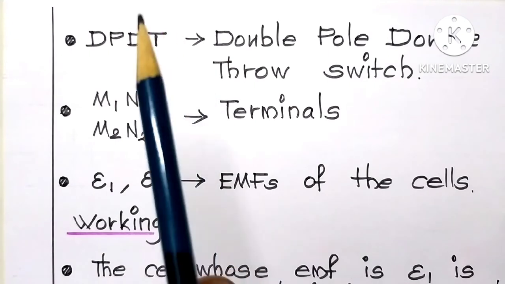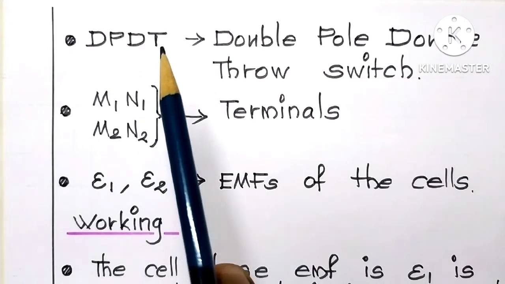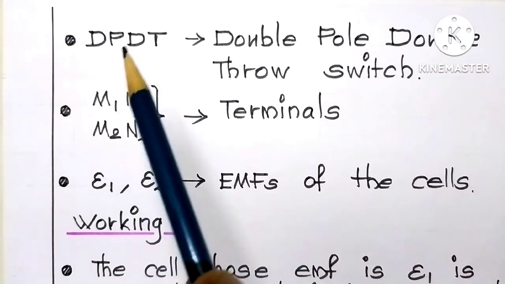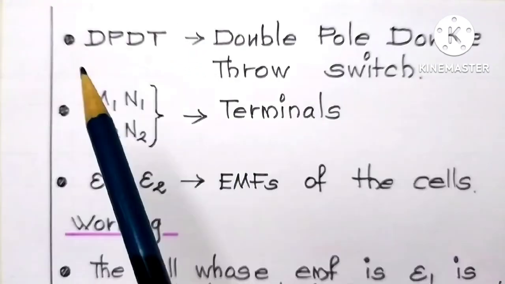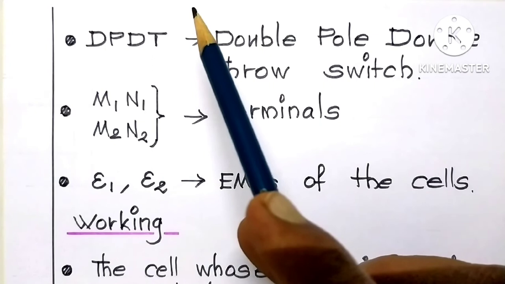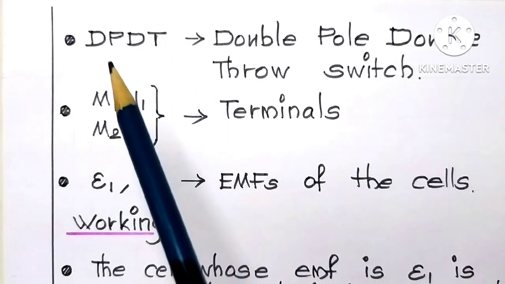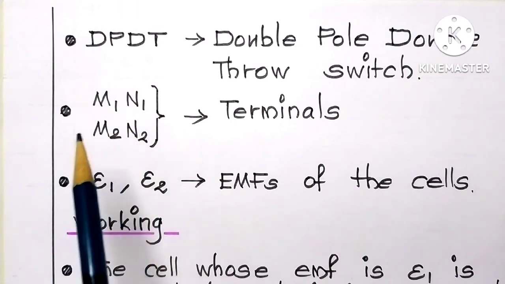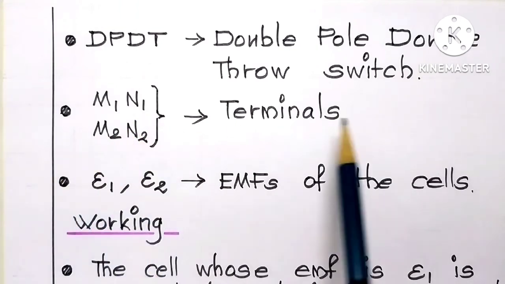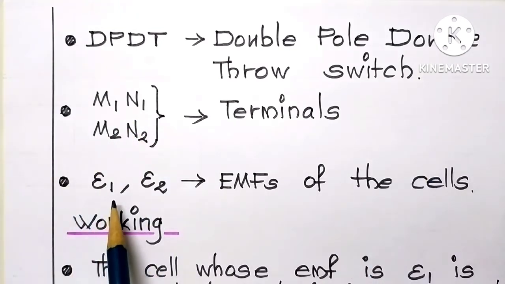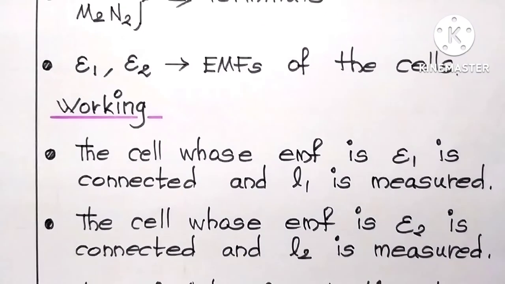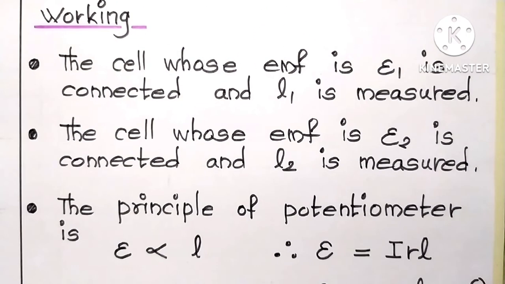By means of this switch, we can connect the connection either way. We can connect it to either Leclanche cell or to the Daniel cell. Then M1 N1 and M2 N2, they are terminals. Then E1, E2, they are EMFs of the cells. Now let us see how does this potentiometer work.